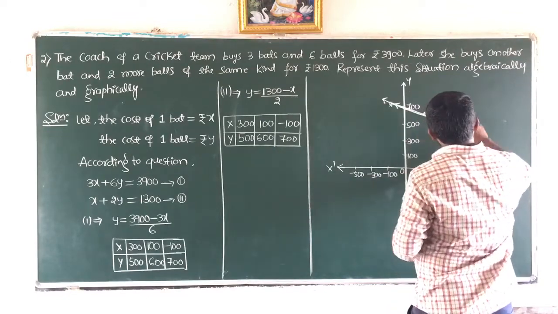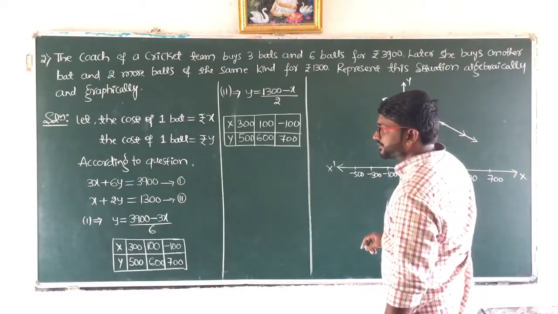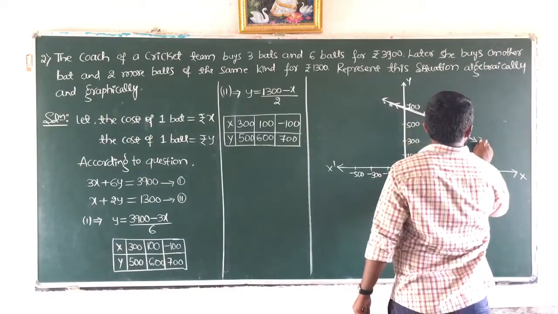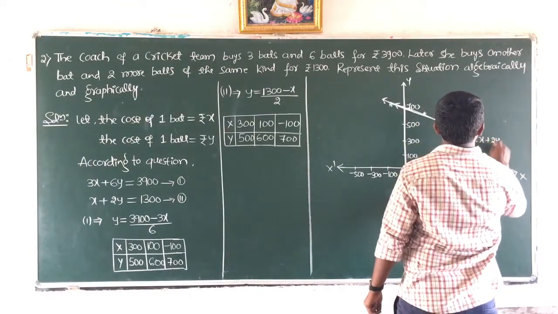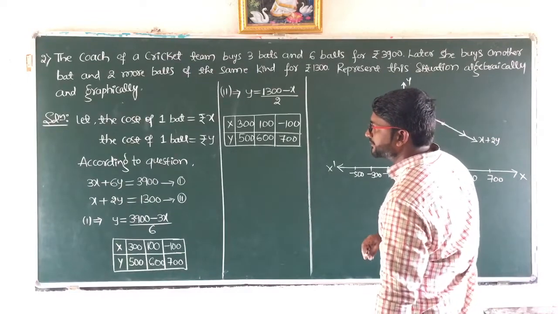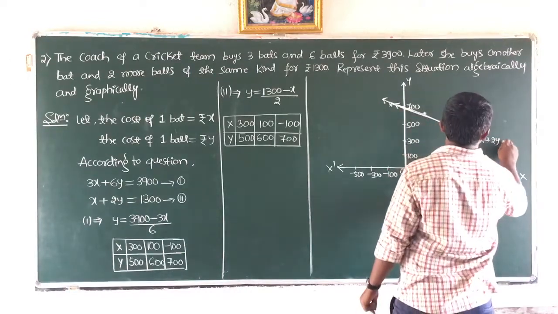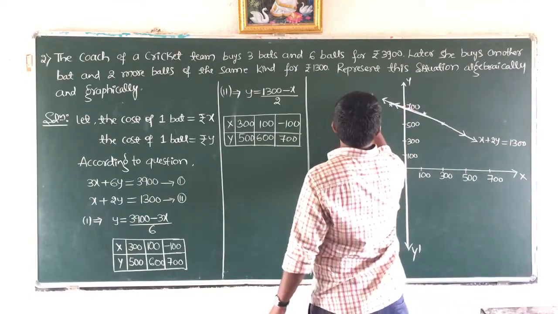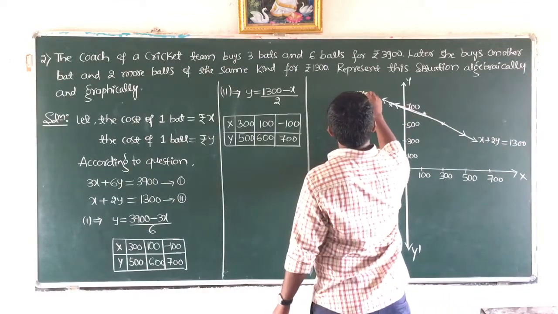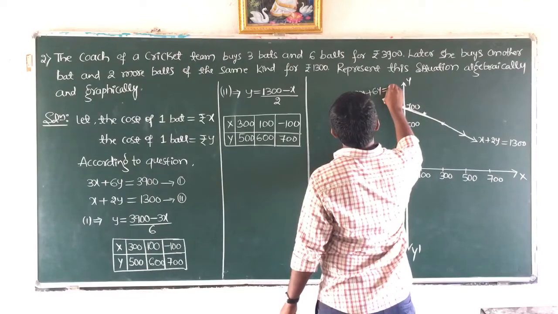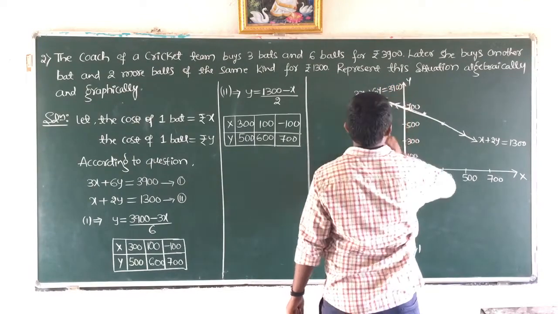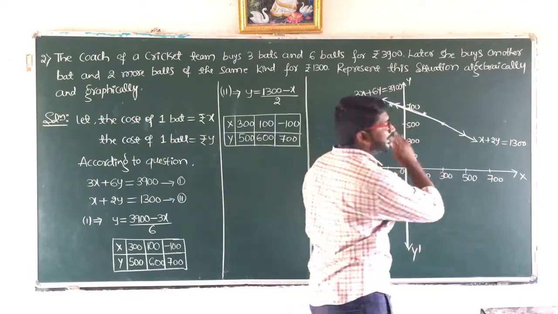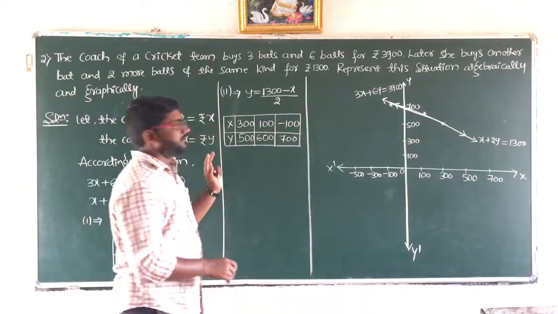So we have to write the equations of both the lines now. The equation for the first one is x plus 2y equal to 1300. Then the other equation is 3x plus 6y equal to 3900. So the lines are overlapping now. So this is all about the second problem.